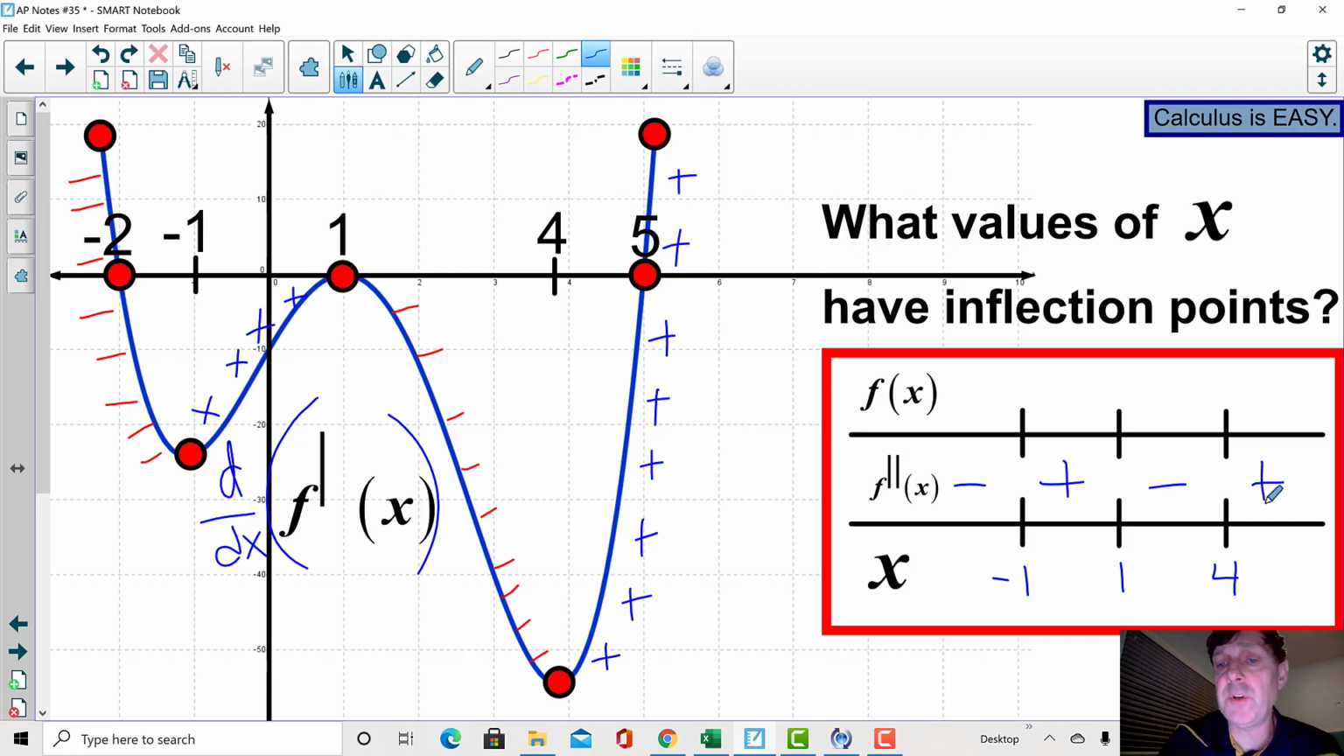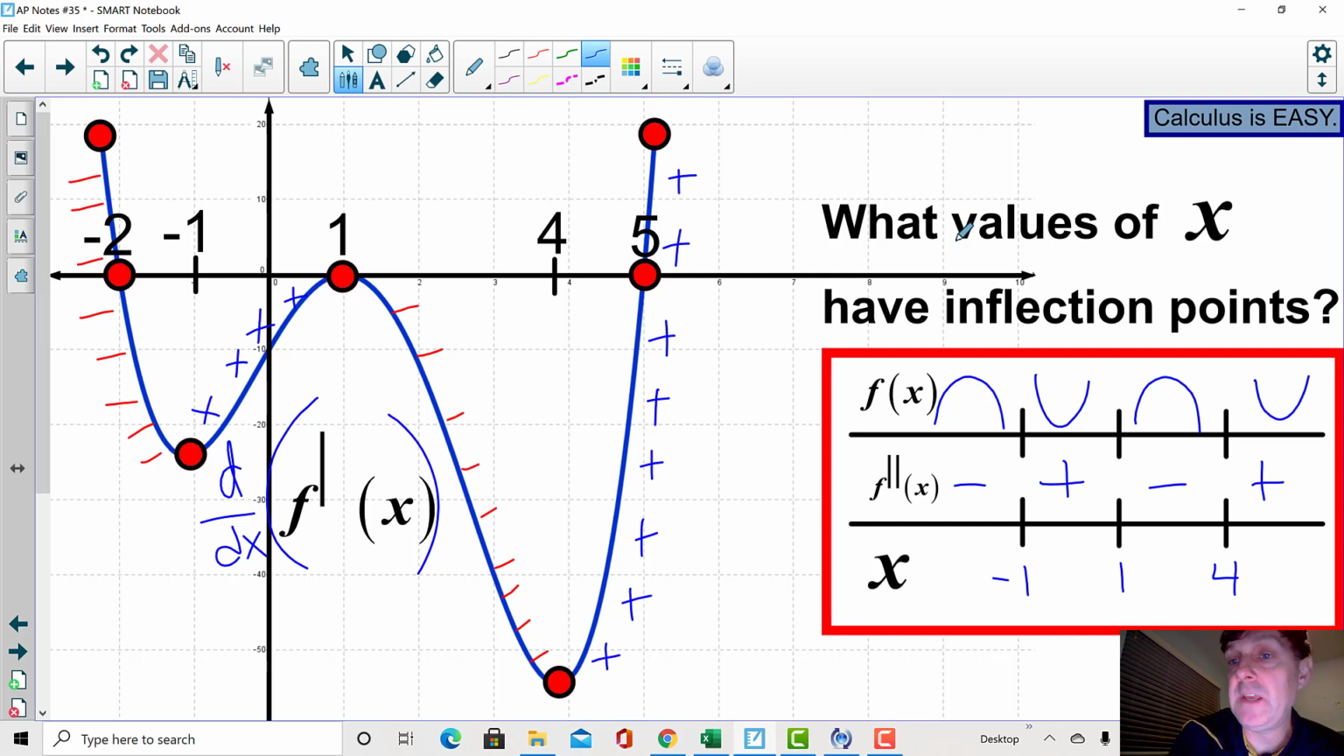And that means our original function is going to be concave down until you get to -1, and then concave up until you get to +1, and then concave down until you get to 4, and then concave up afterwards. So we actually have 3 inflection points for our original function f.